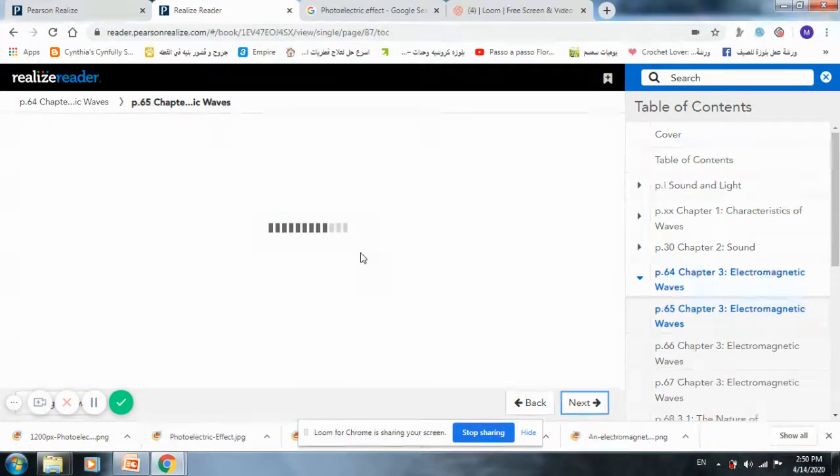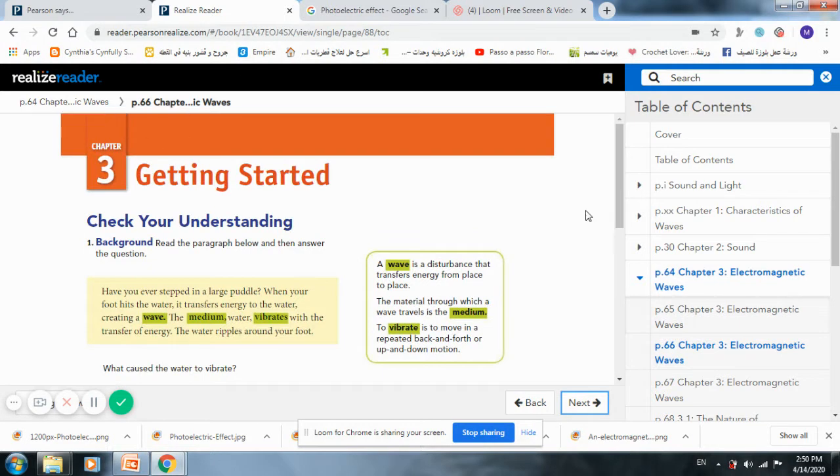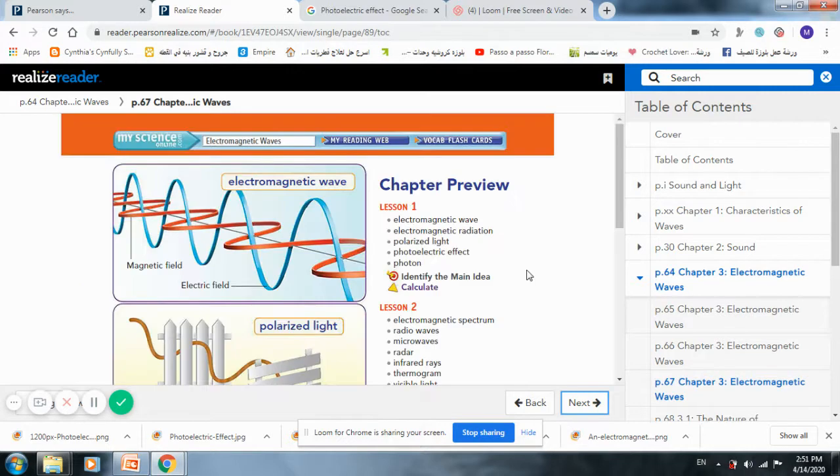So, before getting started with the chapter, I expect each one of you to know the definition of each, or understand the definition of each one of these concepts. Okay, now what you have to do before getting started with the chapter is to understand the definitions for these concepts. So let's get started with chapter 3, lesson 1.